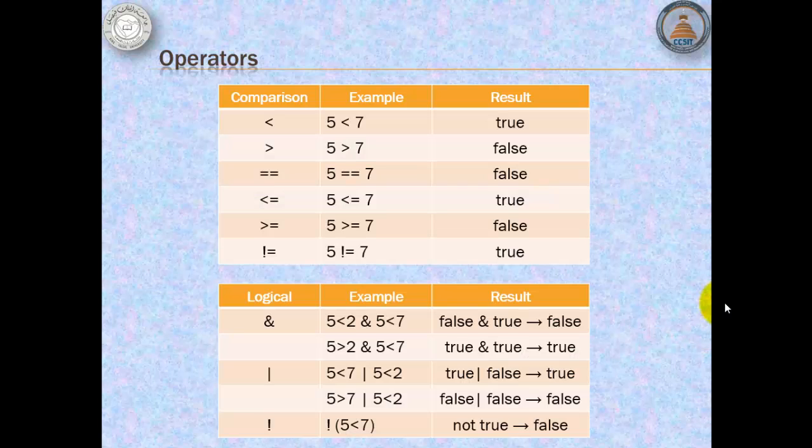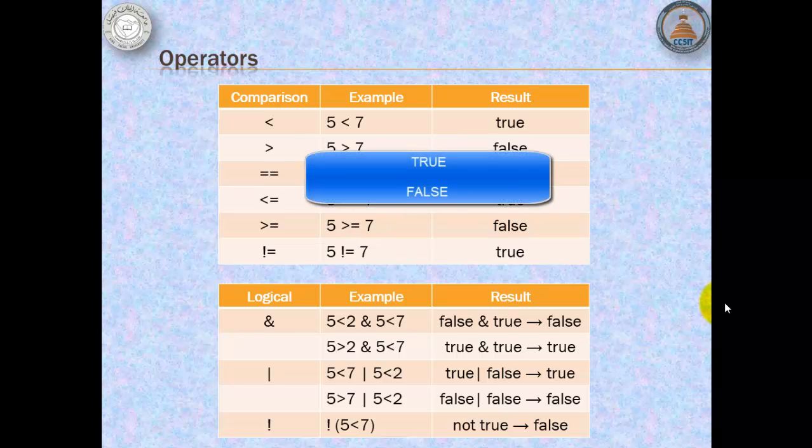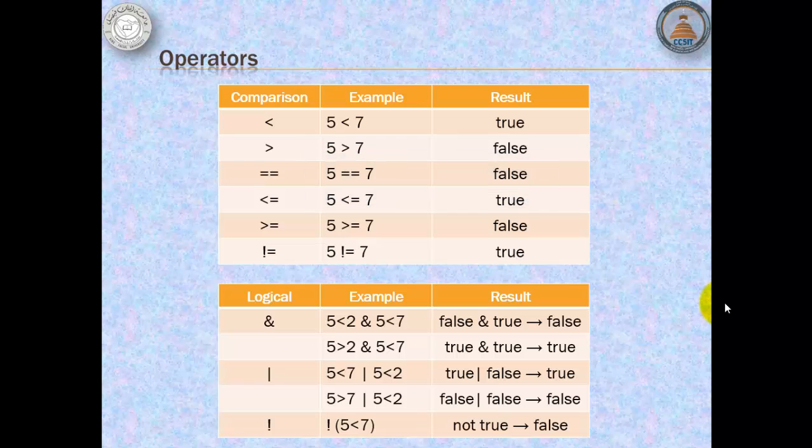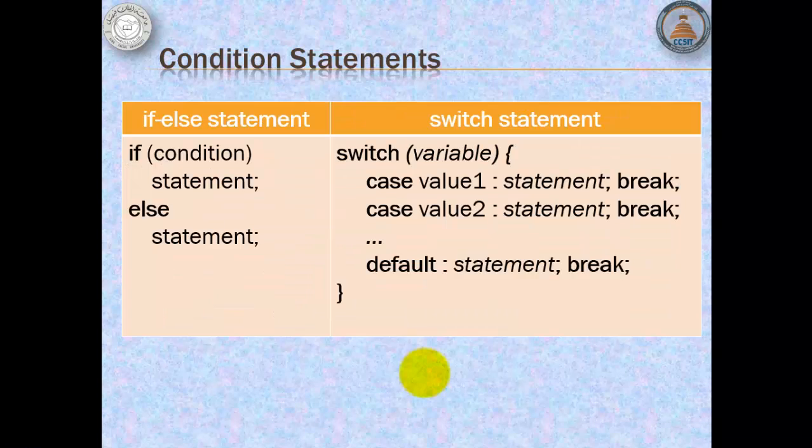The resulting value when using comparison and logical operators is a Boolean value of either true or false. In the example, the condition 5 is equal to 7 results to false, while 5 is not equal to 7 is true. When using the AND logical operator, both conditions should result to true to have a final value of true. But for OR, at least one condition needs to result to true to have a final value of true. Here are the formats when using if-else or switch statements.